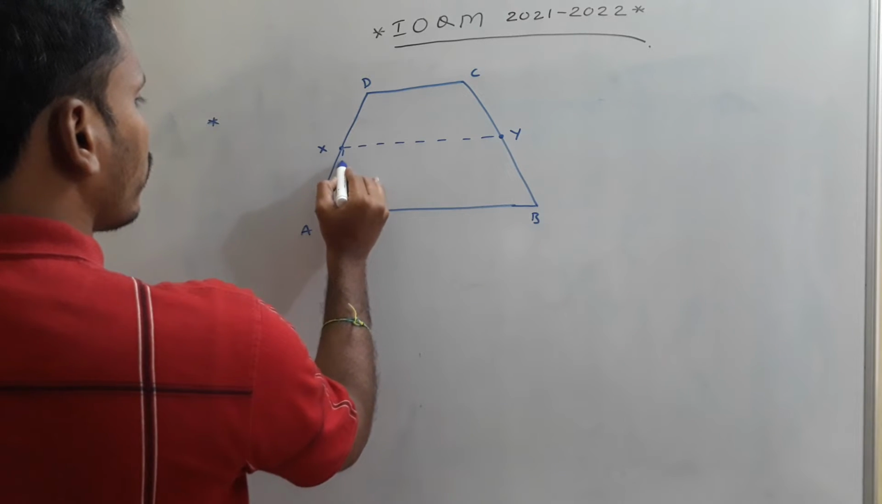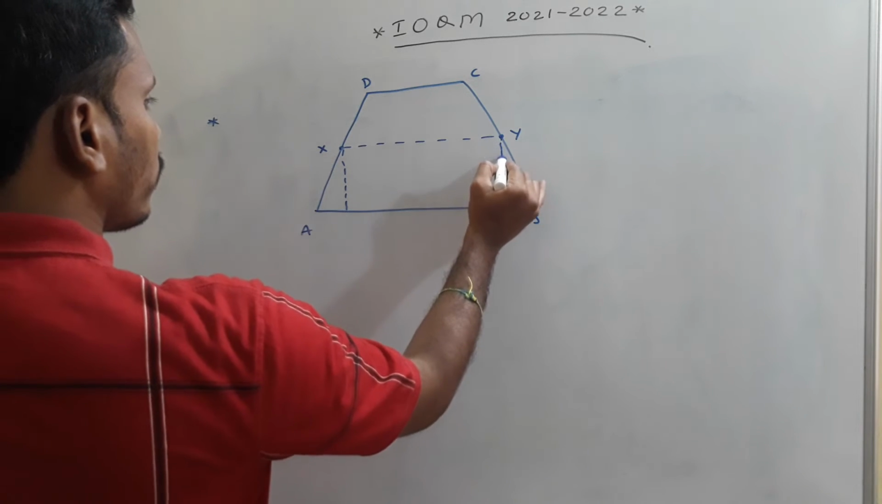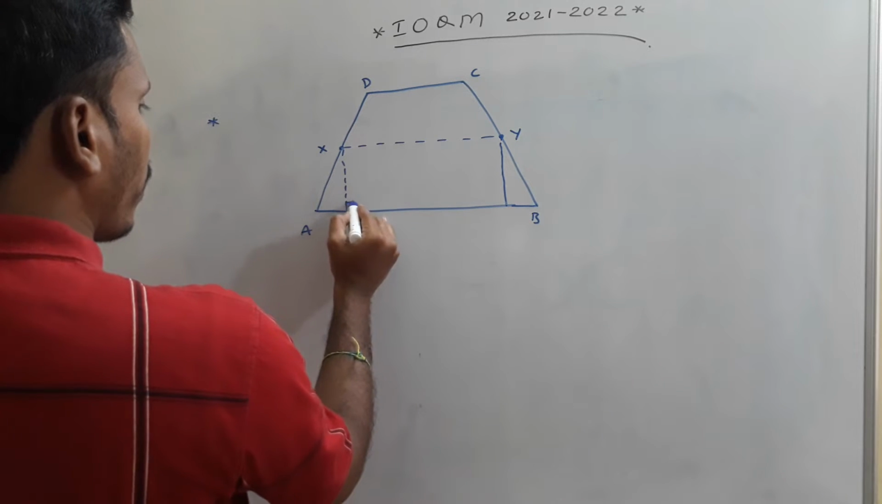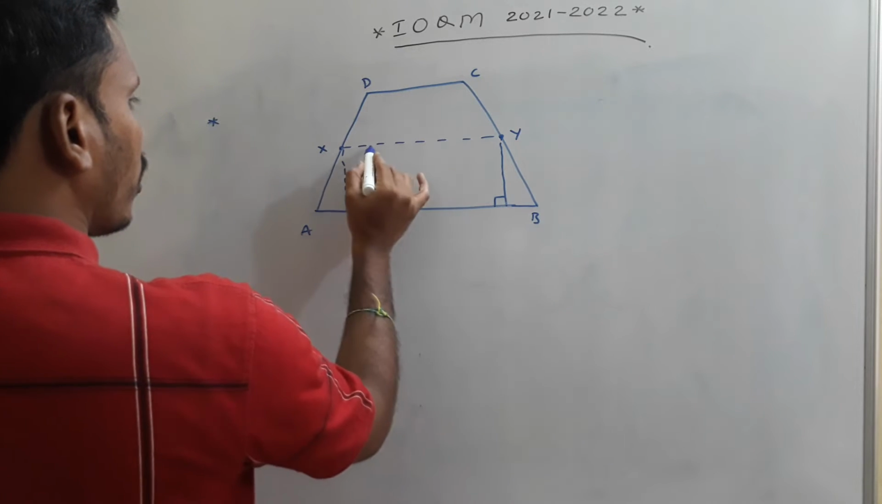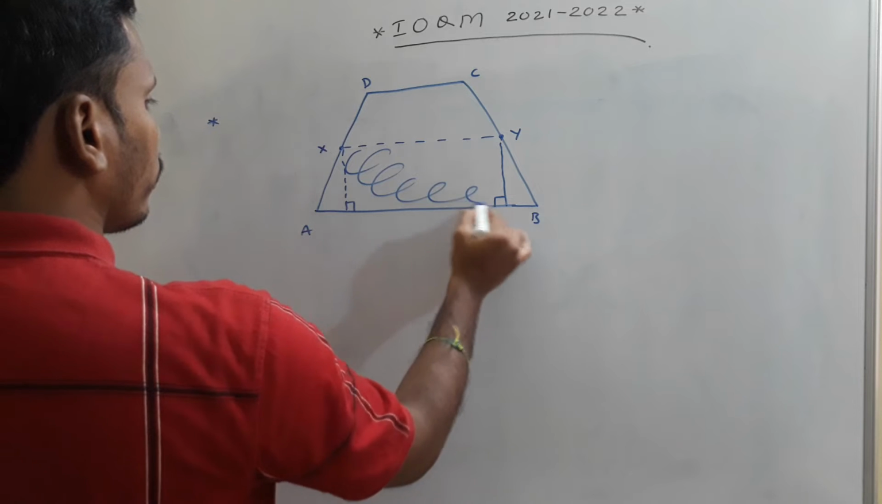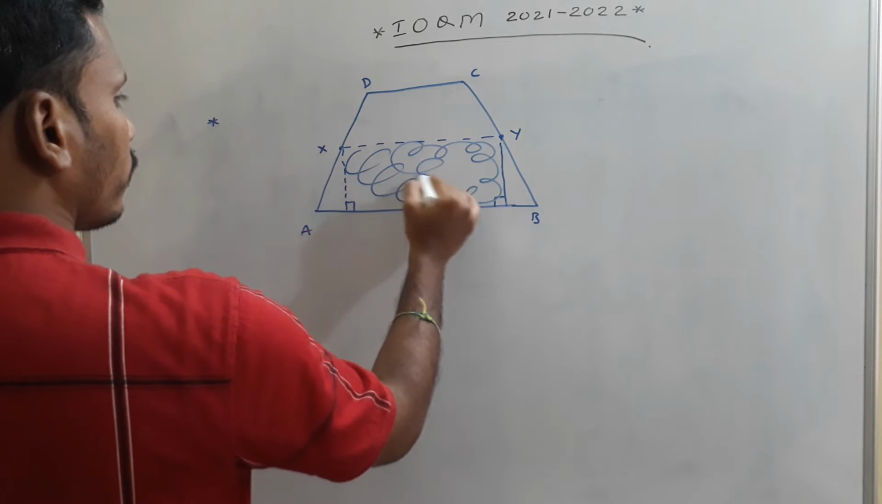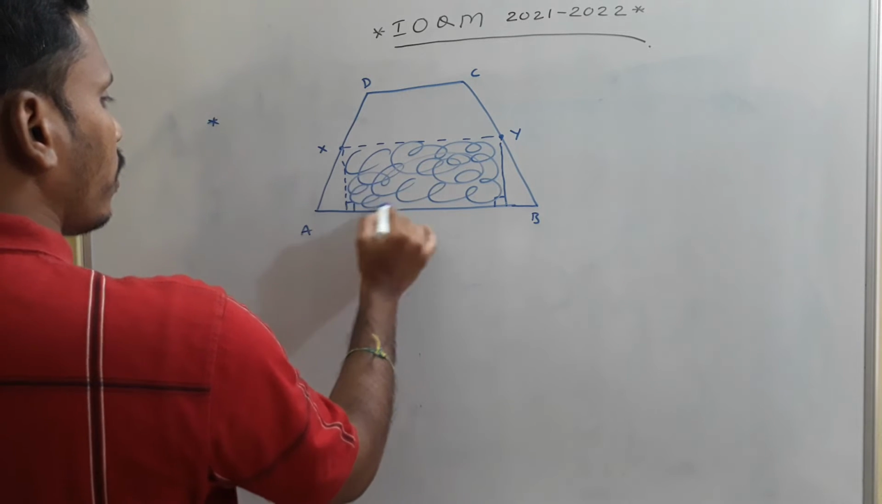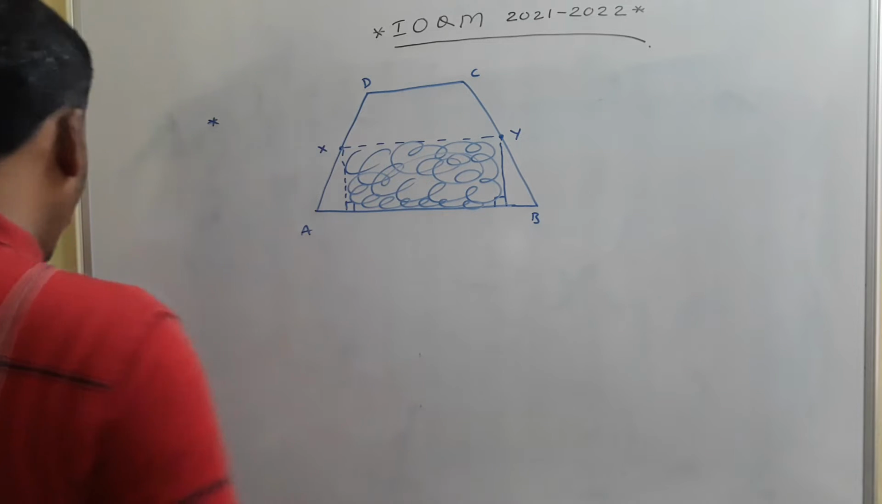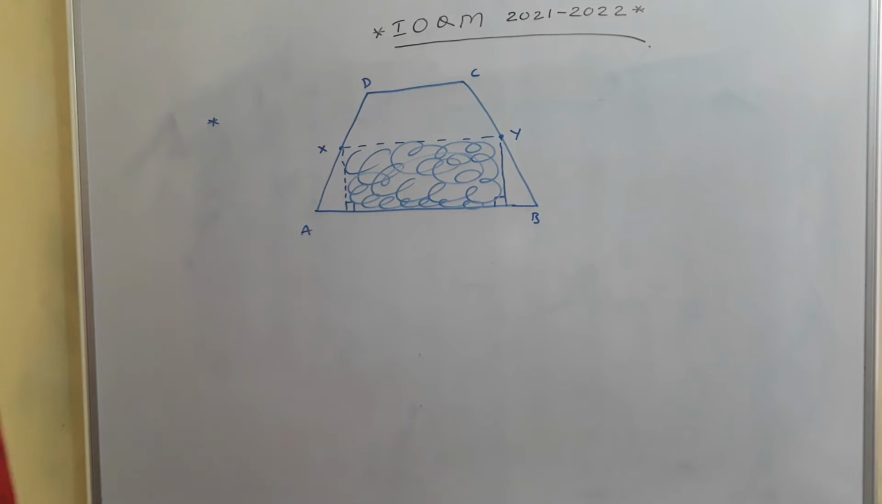What is the shaded region? See, as per the question, if we drop perpendiculars from XY, all of this is the shaded region. All this is the shaded region, and whose area is given as 28 centimeters square. Then we need to calculate the area of the trapezium. How to calculate the area of a trapezium?